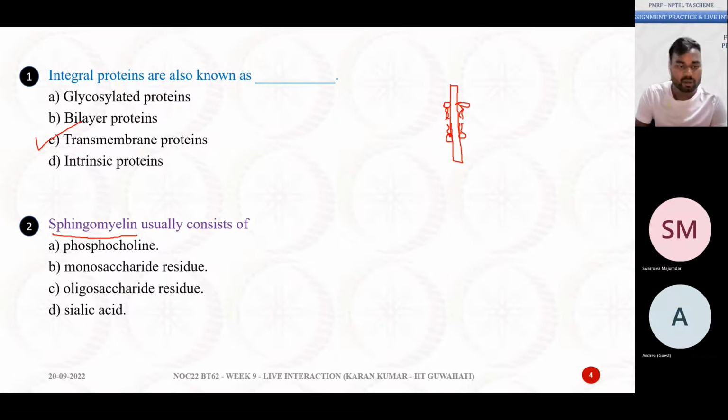So what do you call sphingomyelin? Sphingomyelin is made of which residue? Is it phosphocholine, monosaccharide residue, oligosaccharide residue, or sialic acid? What do you find in sphingomyelin? Option A. Very good. Those are phosphocholine.